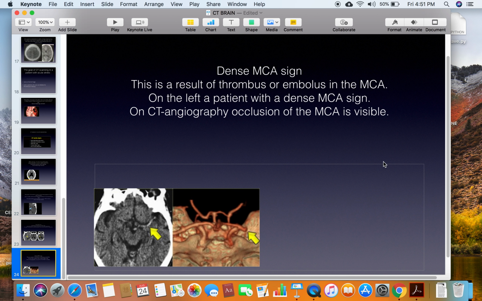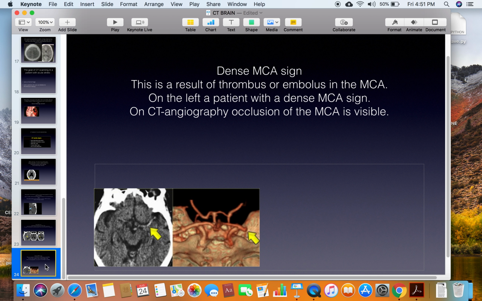And the last thing I want to mention is the dense MCA sign. Now here, this is the MCA of the right side, which you barely see. Normally you don't see it on a non-contrast CT scan. Here you are seeing high density within the left MCA. And if you look at a CT angiogram, you see how there is a sharp cutoff here compared to this side.